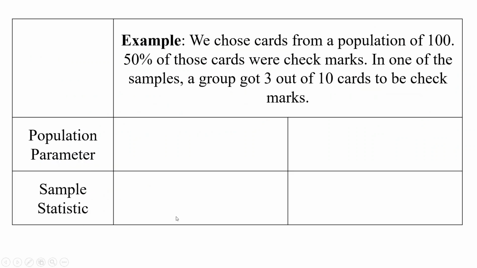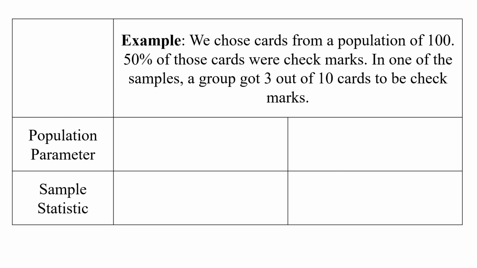So in our activity, we chose cards from a population of 100. 50% of those cards were check marks. That is a fact about our population. In one of the samples, a group got 3 out of 10 cards to be check marks. Okay? Now, which of these numbers are population parameters and which are going to be sample statistics?